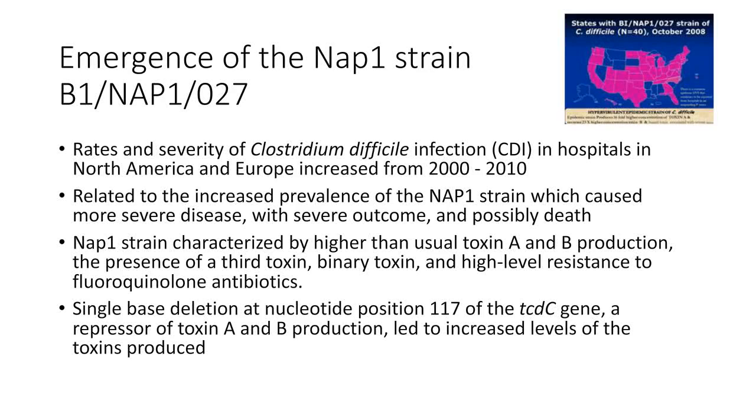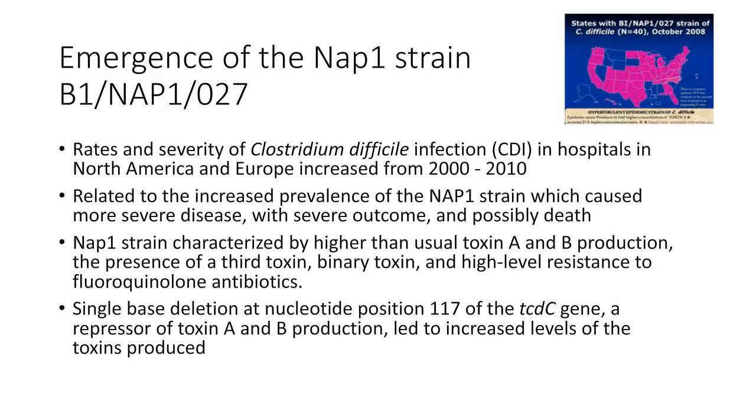Also in this time period, particularly from 2000 to 2010, we saw the rates and particularly the severity of C. difficile infections really increase dramatically. And most experts in the field related this to the increased prevalence of the NAP1 strain, which caused more severe disease with severe outcome and possibly death. I'm sure many and most of you, if not all of you, are familiar with the NAP1 strain, that it's characterized by higher than usual toxin A and B production. It also has a third toxin, a binary toxin.